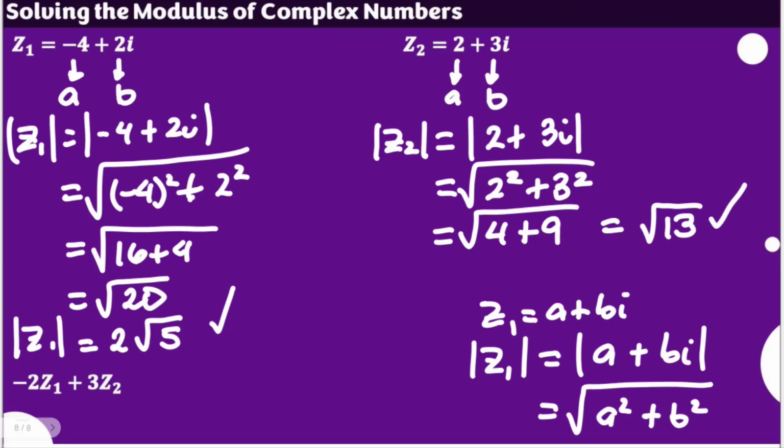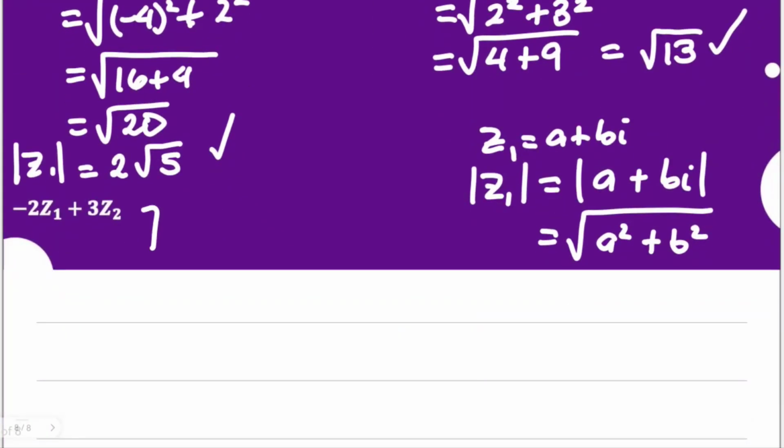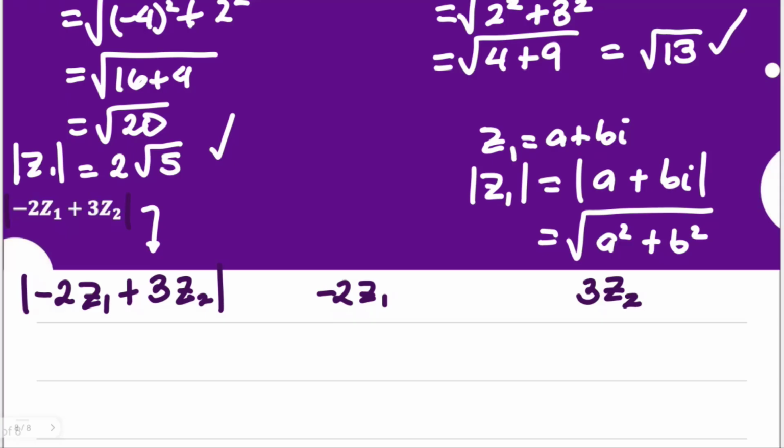complex numbers. Now, what if we are tasked to solve for the modulus of the result of a certain operation? I'm inserting that here because there may be some situations wherein we'll be asked to solve for this. Supposedly, this should have this notation, negative 2 z sub 1 plus 3 z sub 2. Okay, so first, let's try to solve for negative 2 z sub 1, and then you will have to also solve for 3 z sub 2.